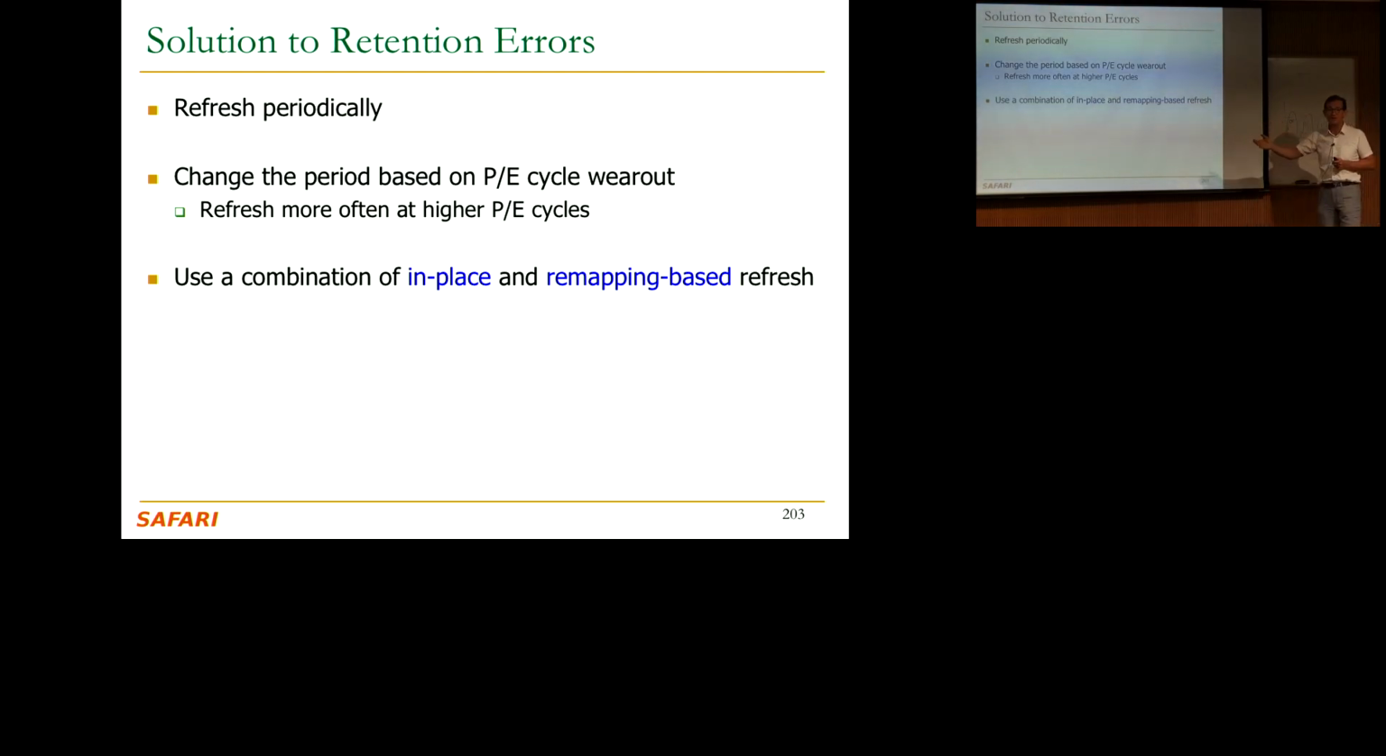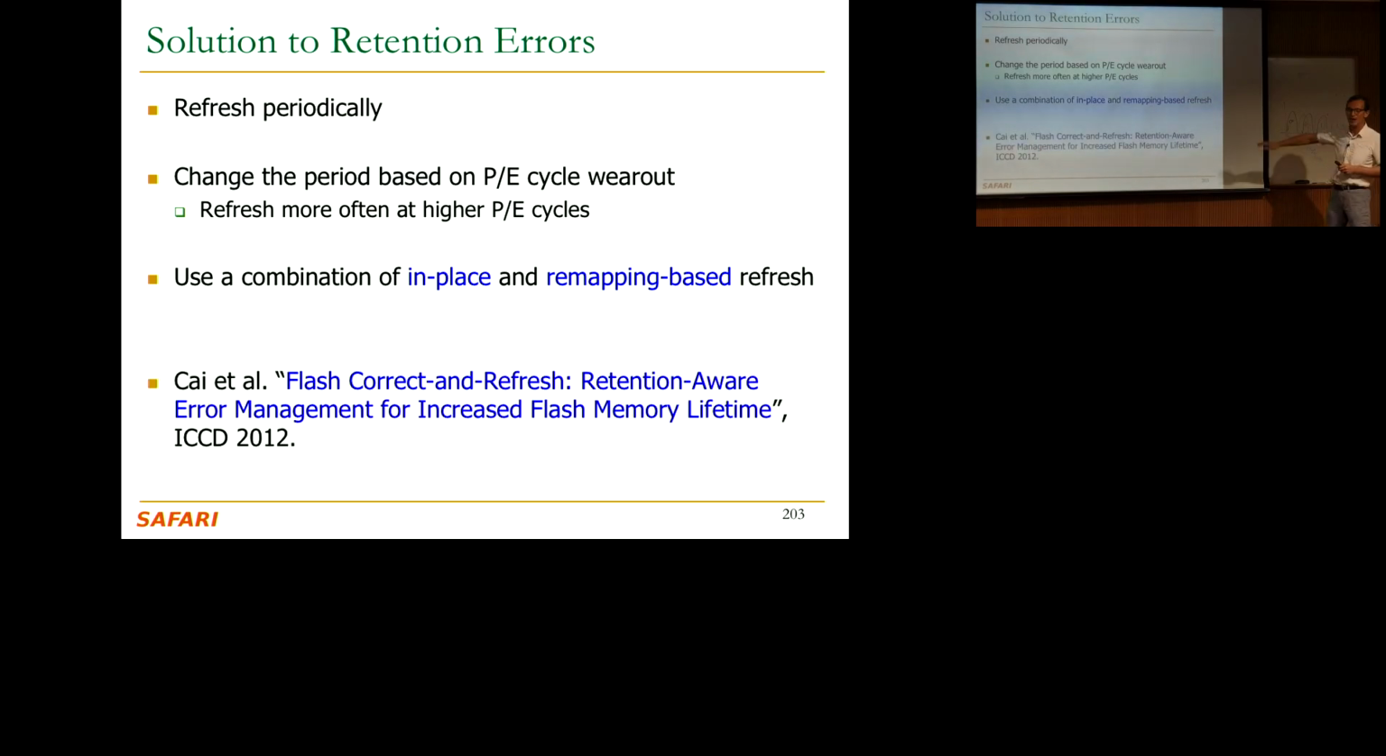So if you do in-place refresh, you're programming the cell, but now you're introducing programming errors. So there's a trade-off. To get rid of retention errors, you want to do in-place refresh. But when you do in-place refresh, you're programming the cell and you're introducing programming errors. So our solution was to use a combination of in-place refresh and remapping-based refresh. Remapping-based refresh means if you actually want to refresh the cell, write it somewhere else. That way you don't introduce programming errors in the same place over and over. And the paper has a lot more detail.